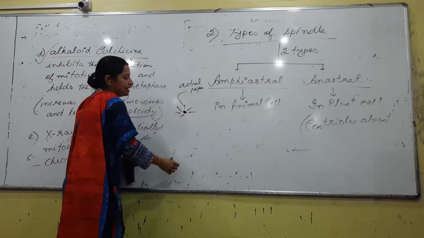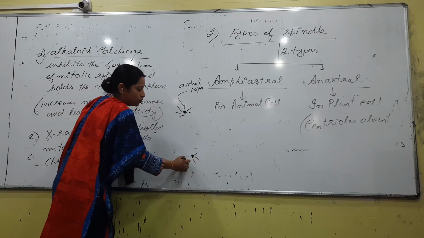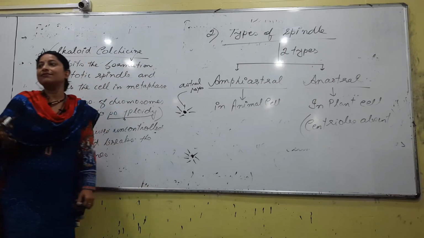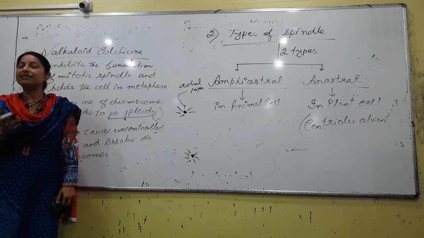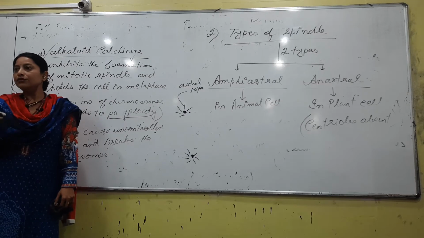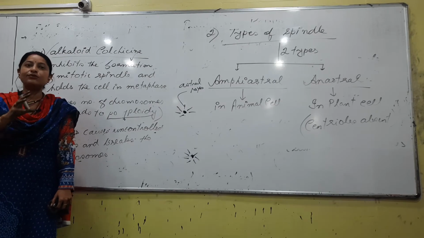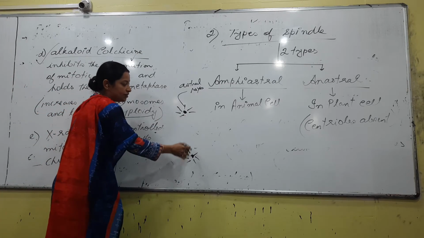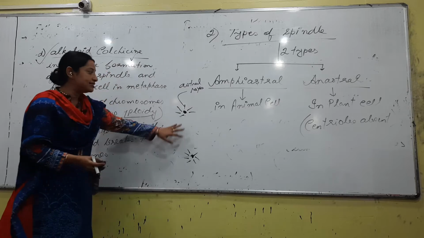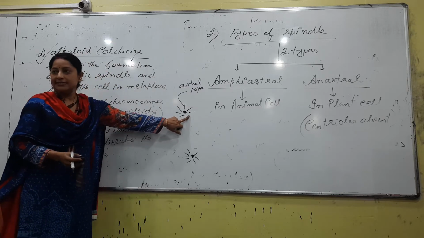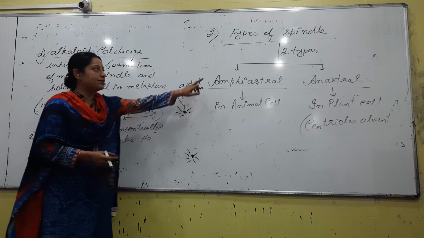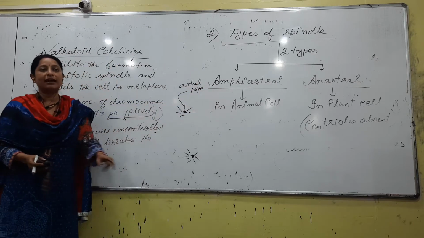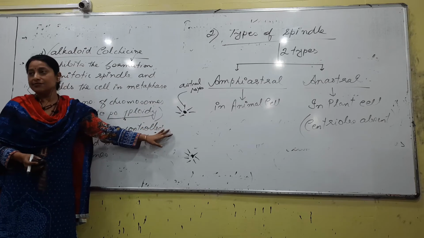So amphiastral means we are talking about the presence of two asters in a cell. In normal cell division, there are two centrioles in the cell. If there are two centrioles, astral rays form in two parts. If two centrioles move to the two opposite poles, then both centrioles will have astral rays, so obviously we use the word amphi. So amphiastral spindle formation is seen in case of an animal cell.